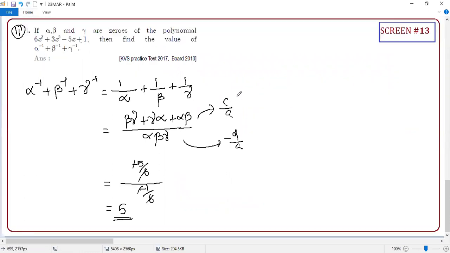Which equation is this expression coming from? Ax cube plus bx square plus cx plus d. Correct or not? This polynomial only has this relationship, right? Any doubt? No doubts? At least say no doubt.